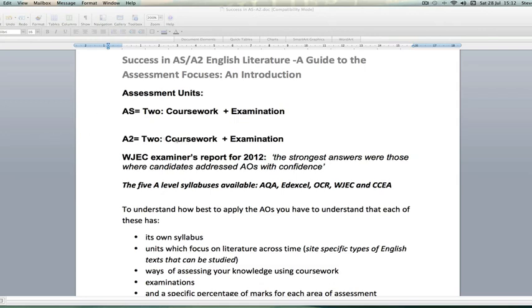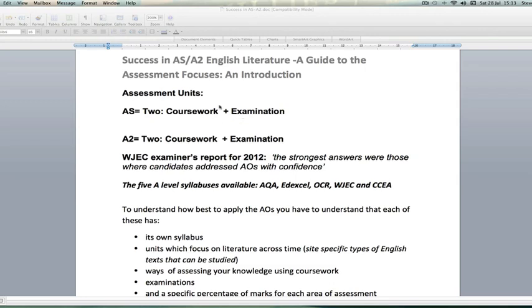You can be examined in January, take the exam early, or June, or both. You can resit after taking in January if your exam result isn't good enough. For the A2, all of the units here become 25% of the whole mark. So everything is added together for the A2.